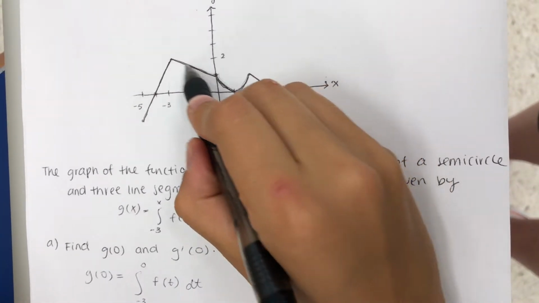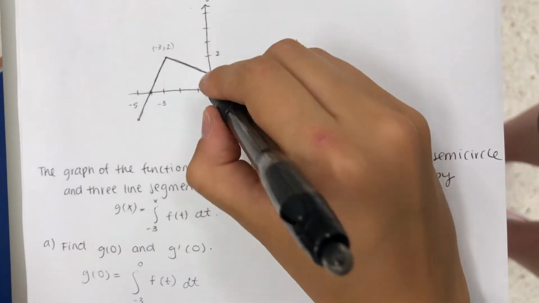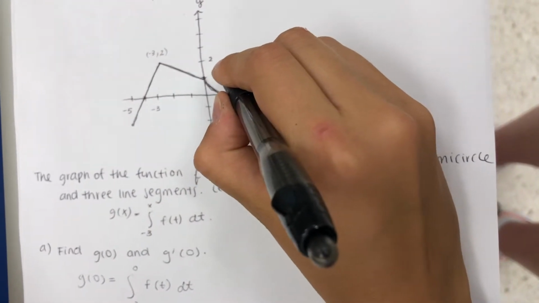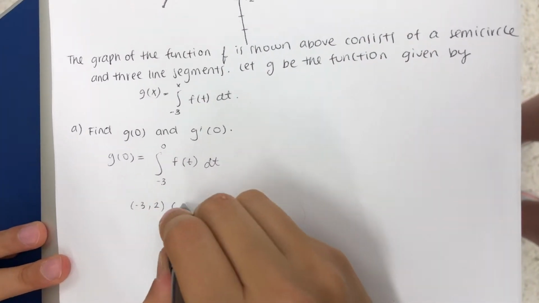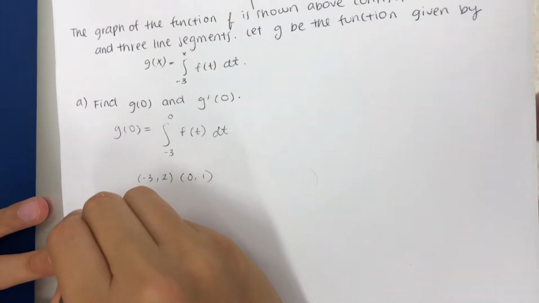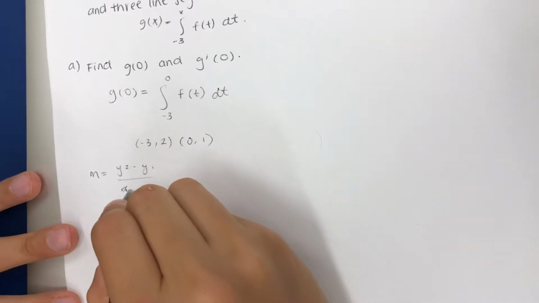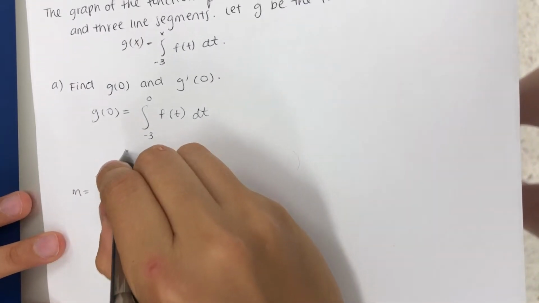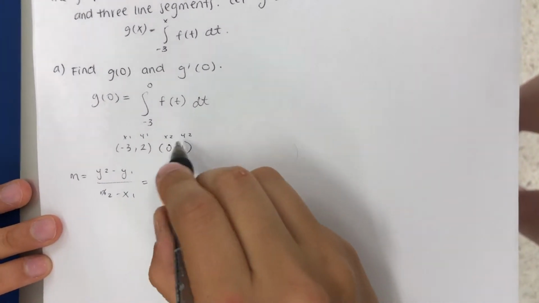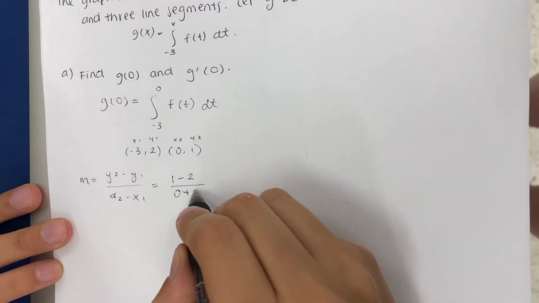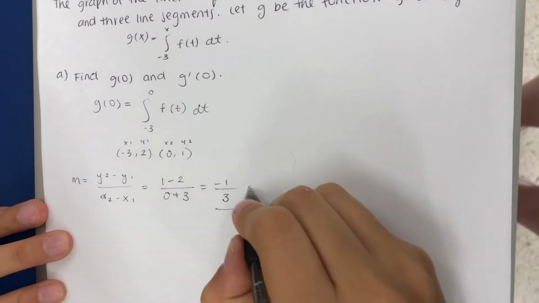In order to get the equation of this function, we will take these 2 points. Here is -3 and 2, and here it will be 0 and 1. In order to find our slope, we will put these 2 points in our slope equation, which is y2 minus y1 over x2 minus x1. This will be our x1, y1, this will be our x2, y2, and we will substitute these values. So it will be 1 minus 2 over 0 plus 3. This will be equal to -1 over 3. This will be our slope.